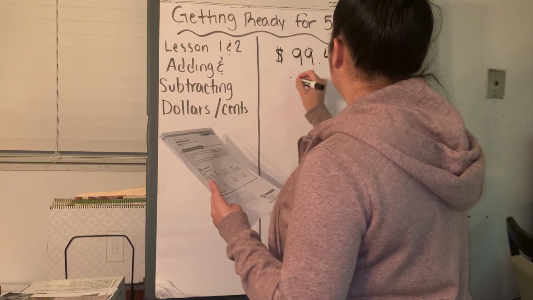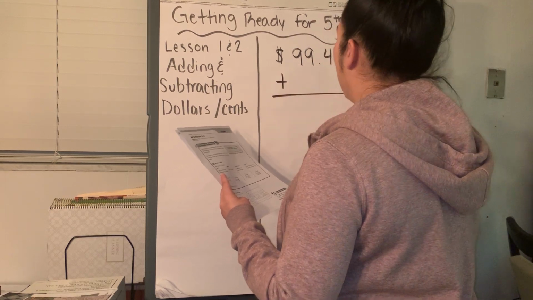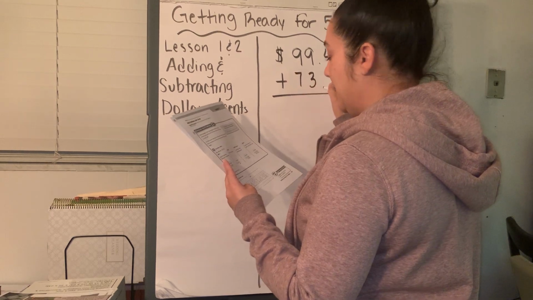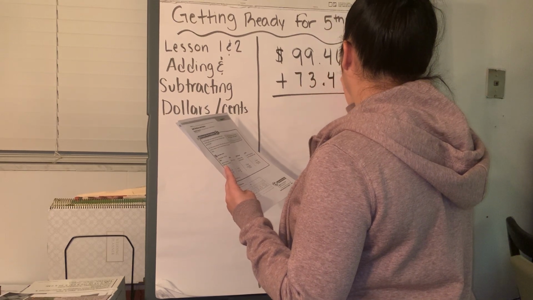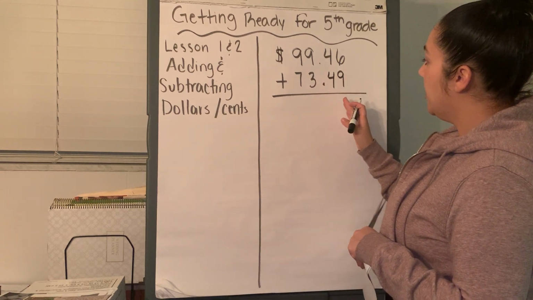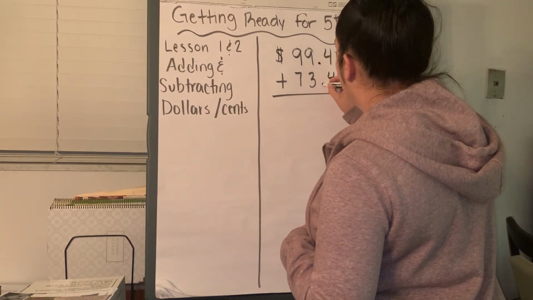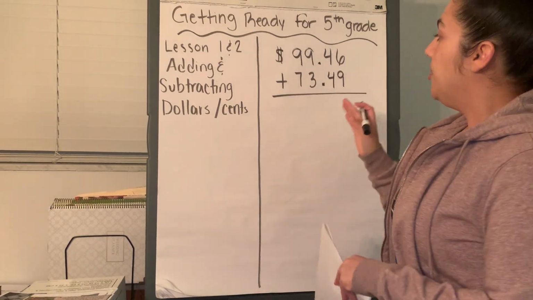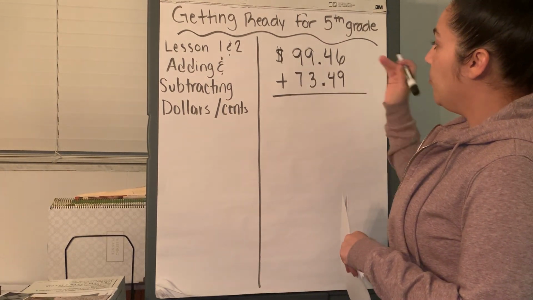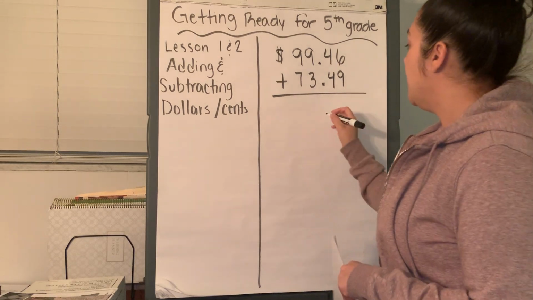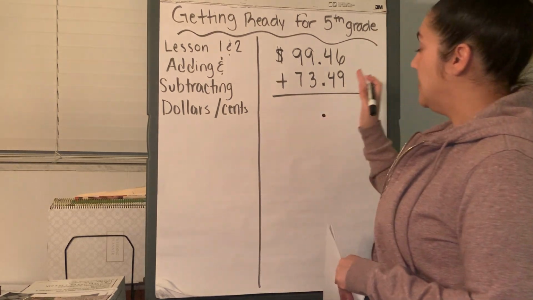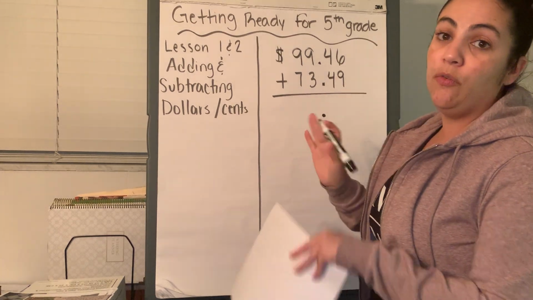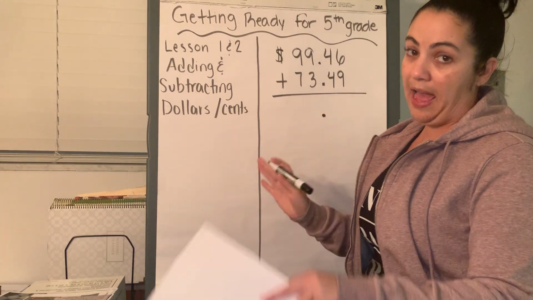So one of the key things when you are adding dollars and cents, you need to make sure that the decimals are lined up with your numbers. So your cents are lined up, your decimals are lined up, and your dollars are lined up. And this is the most important part because when you start to add, you have to make sure to keep that decimal in the same spot, and then all you have to do is add and carry over like you would normally do in a regular adding problem.